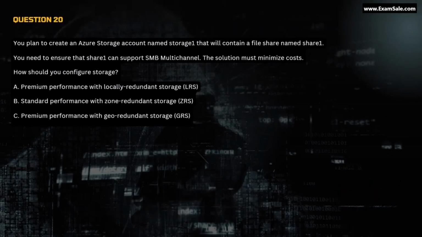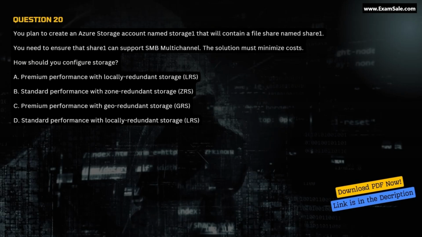Question 20. You plan to create an Azure storage account named Storage1 that will contain a file share named Share1. You need to ensure that Share1 can support SMB multi-channel. The solution must minimize costs. How should you configure storage?